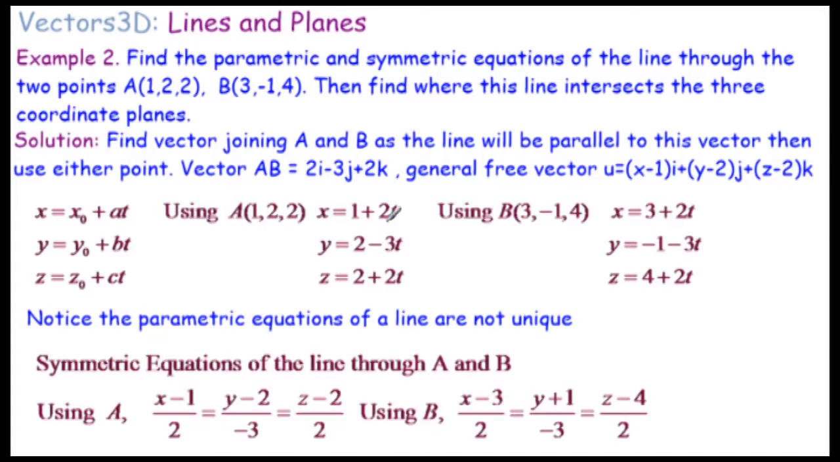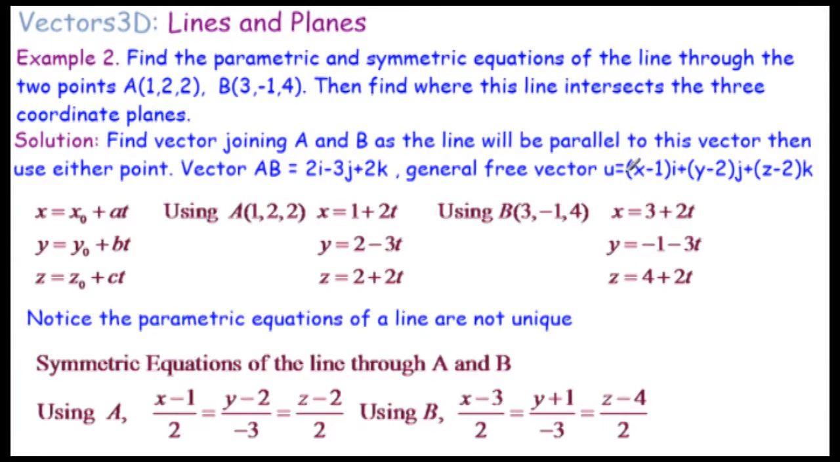So you can see here we've got 2 sets of parametric equations for the same line. You might think that's a bit strange, and I'll show you in GeoGebra that they are both the same. But basically, parametric equations of a line are not unique, because the parameter can change to different sorts of values.